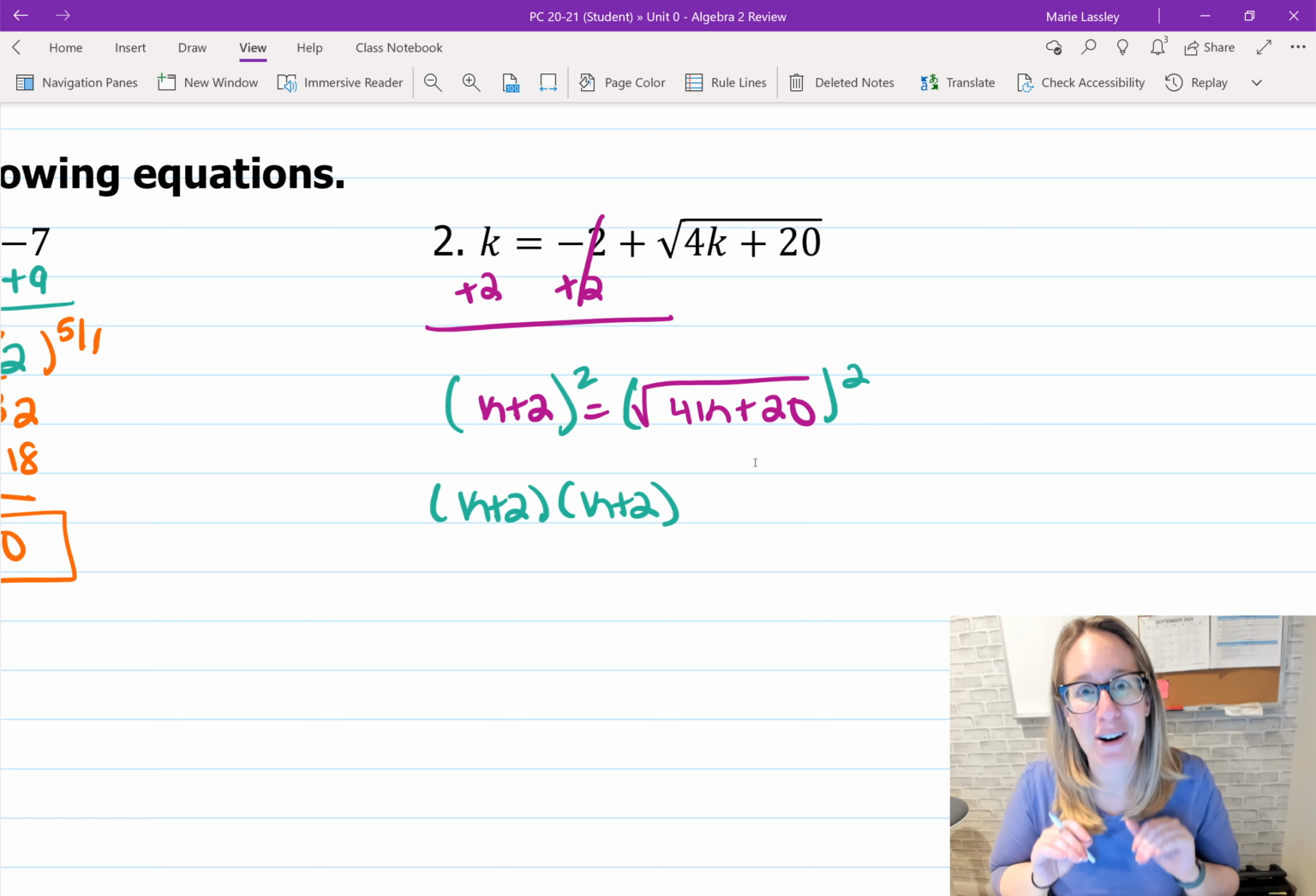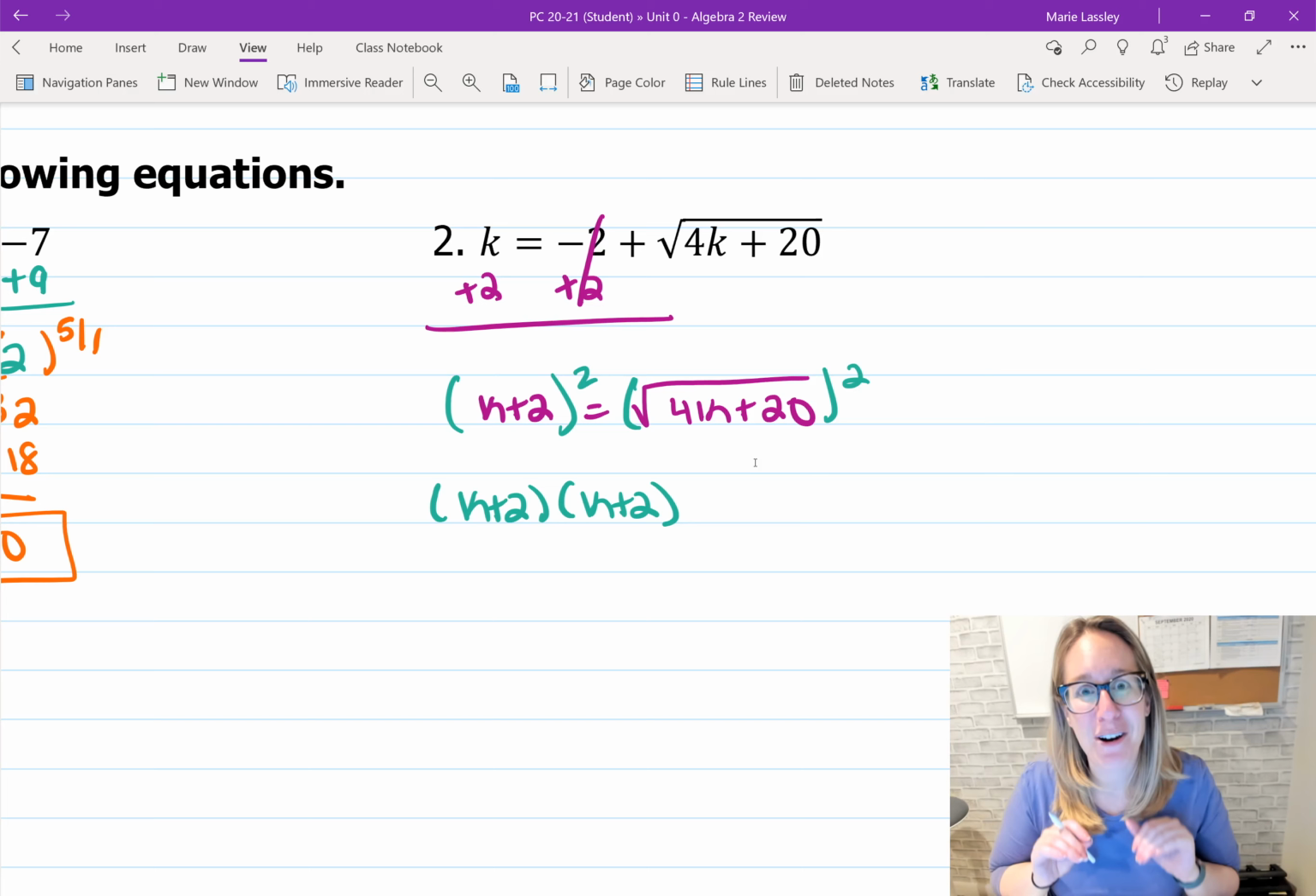So when you have (k + 2) quantity squared, you're not individually squaring the pieces, you're squaring the entire side of the equation. Which means that you have (k + 2) twice, multiplied together. So we are going to have to FOIL this. On the other side of the equation, the squaring and the square rooting cancel each other out. So what you're left with here is just 4k + 20. So that side is easy.